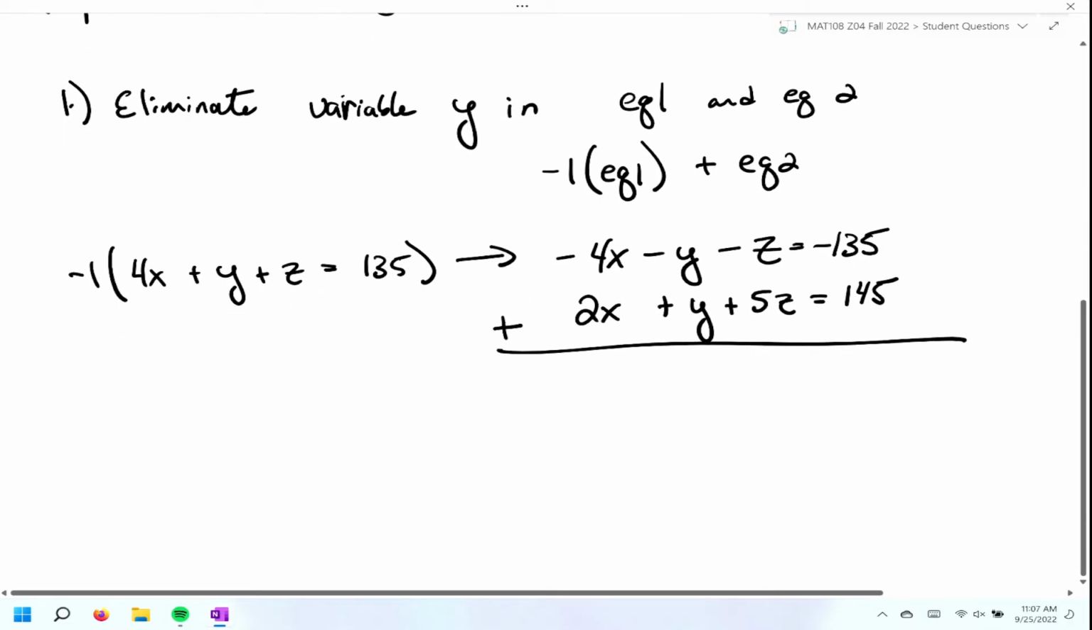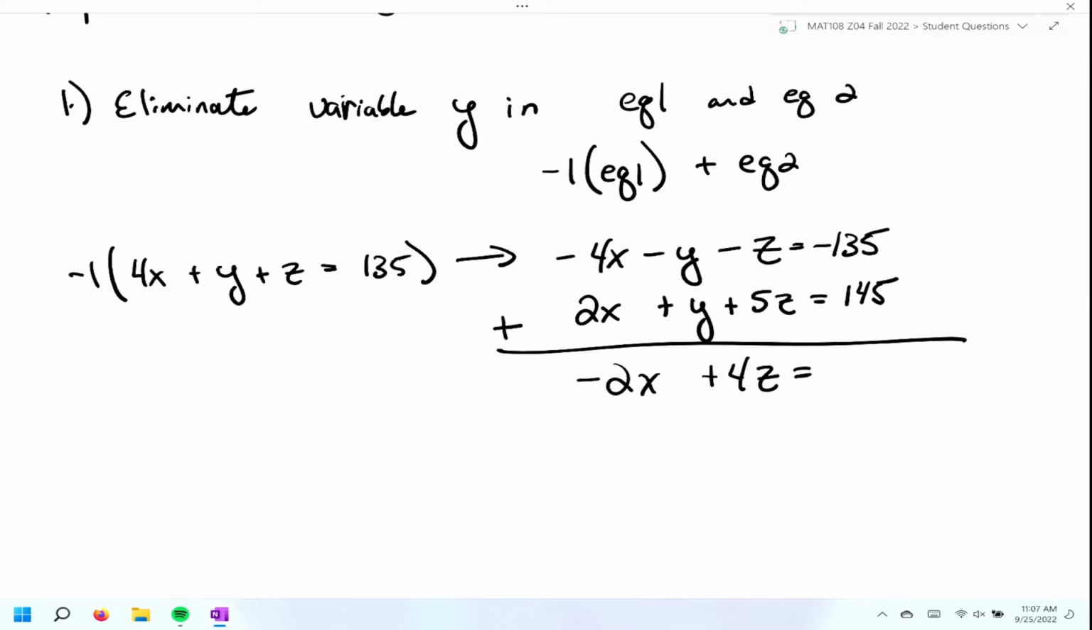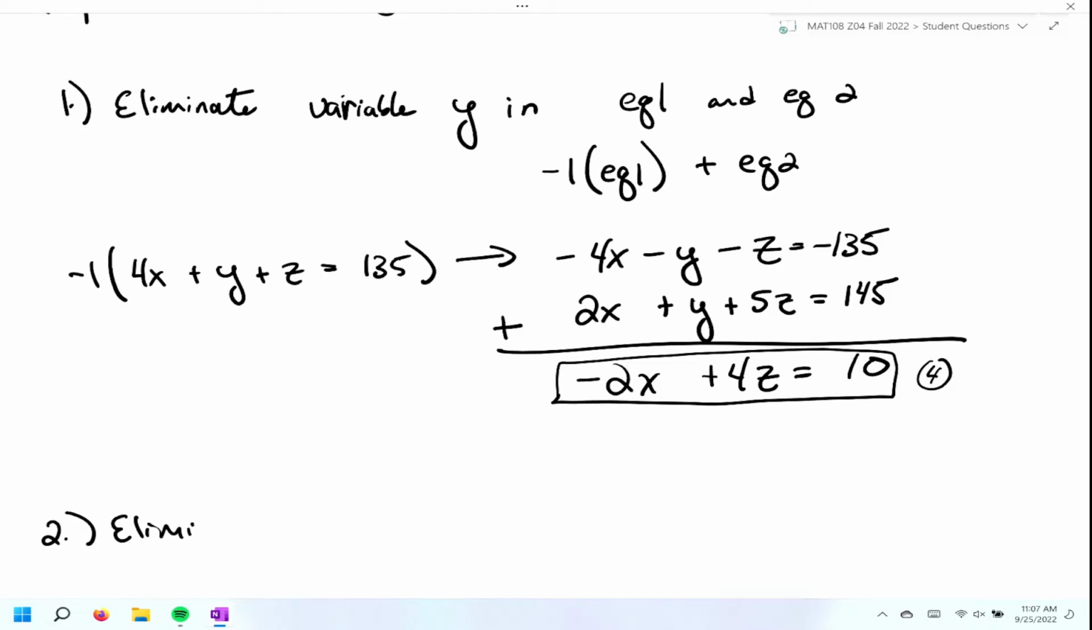And now when I add these two together, I get negative 2x plus y minus y cancels itself out, and then negative z plus 5z is plus 4z, and negative 135 plus 145 is going to be positive 10. So I get negative 2x plus 4z equals 10, and I'll put a box around this. I'm going to label that equation 4. So there's step 1. Now step 2, I have to eliminate the variable y again.